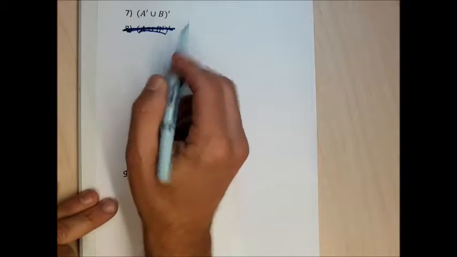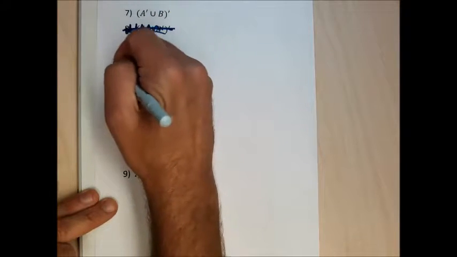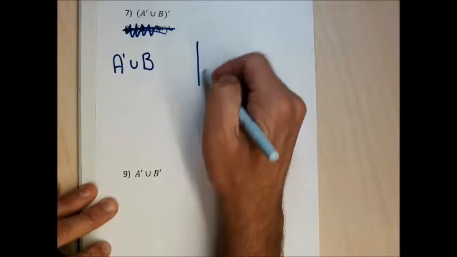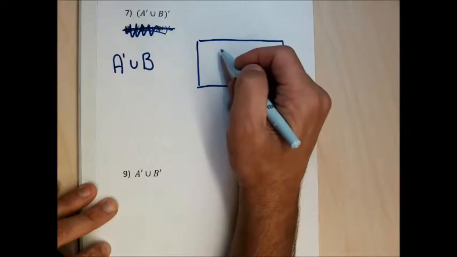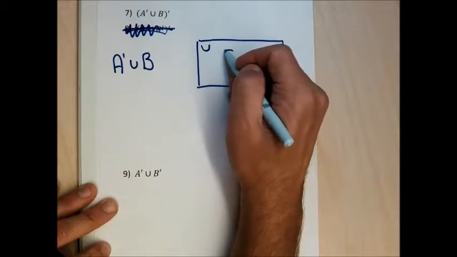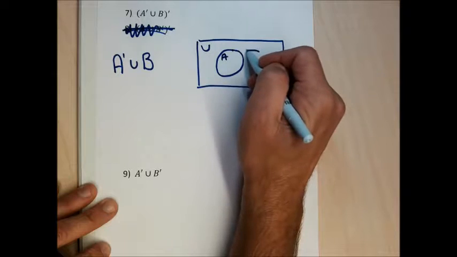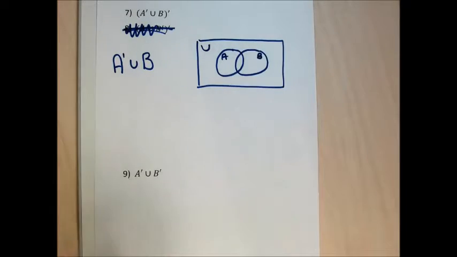To do 7, the first thing I'm going to do is A complement union B. Because it's a union, I can do it with one graph and one color. Intersections, I probably need 2 graphs and 2 colors. So I make my universal set, my set for set A, my set for set B. It doesn't matter if I write the A and the B inside or outside the sets. It's just a matter of preference.